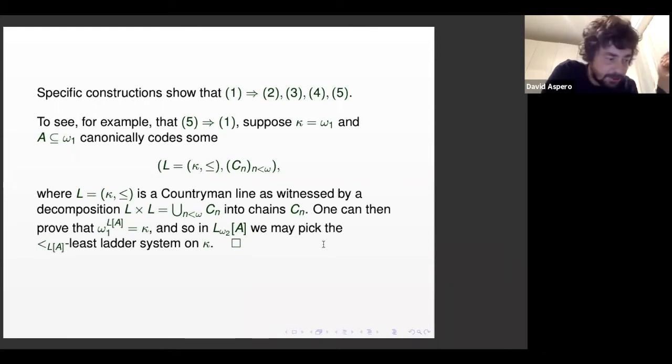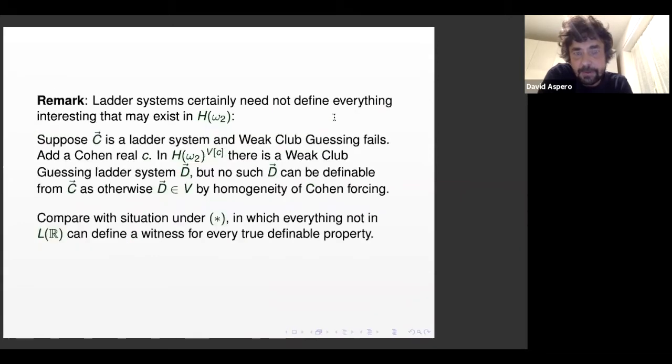Because you are using this well order, so it's not Sigma 0 definable, but still it accords to the definition. Still you have this definition over H omega 2. Okay. Now that's a completely stupid remark that ladder systems certainly are very powerful, they encode all this information, but they certainly need not define everything interesting that may exist in H omega 2.